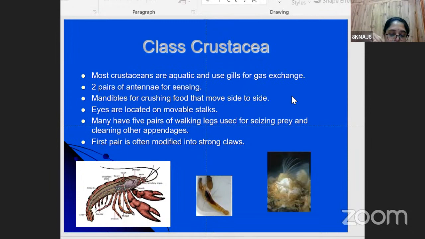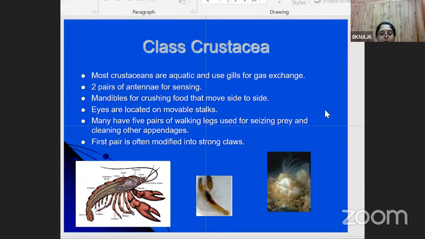Again, 6 different classes: class Crustacea, class Pauropoda, class Diplopoda, class Chilopoda, Symphyla, Insecta. When it comes to class Crustacea, they're mostly marine in nature, known as insects of the sea. Almost 26,600 species are present. Body, again, head, thorax, and abdomen, different kinds of antennae are present.